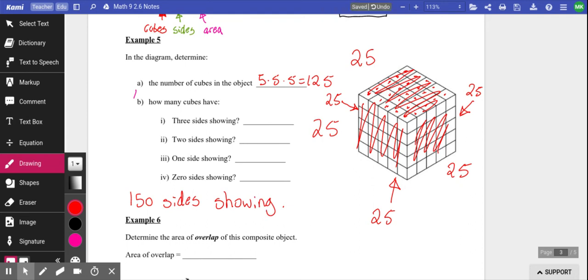If they were to ask me how many sides are showing, or how many sides aren't showing, then I could use that info to subtract it away from the total number of sides that they're expected to be.